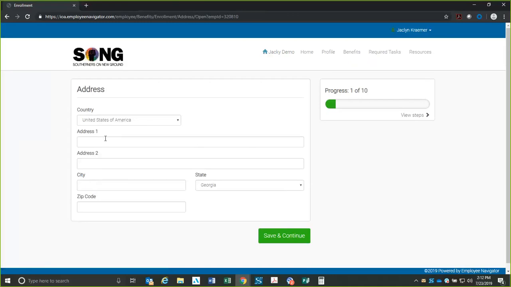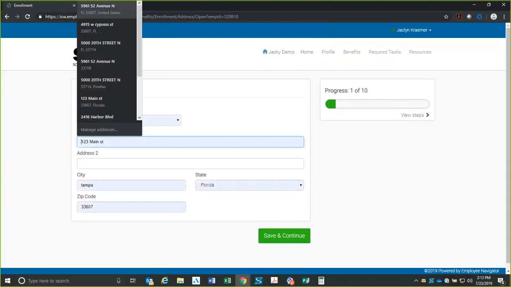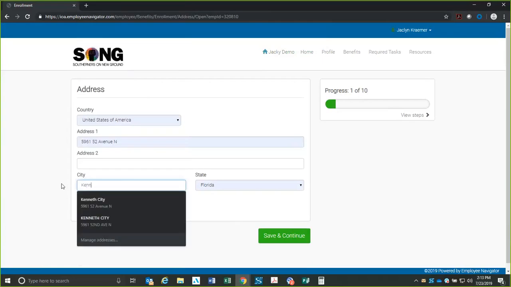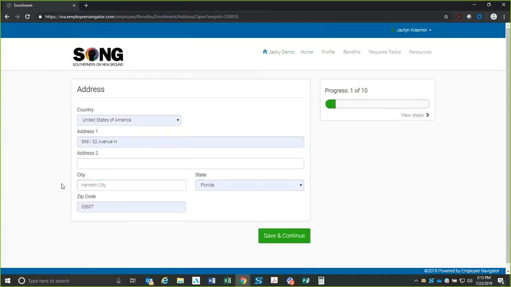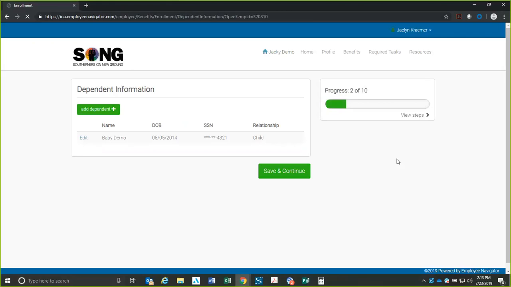And then you'll also need to complete an address here. This address will be verified with the United States Postal Service. When you're done with your address, hit save and continue. Oh, okay, fine, I'll put one in there. And it pops up the verify address, and you can double check that this is correct and use the recommended address.